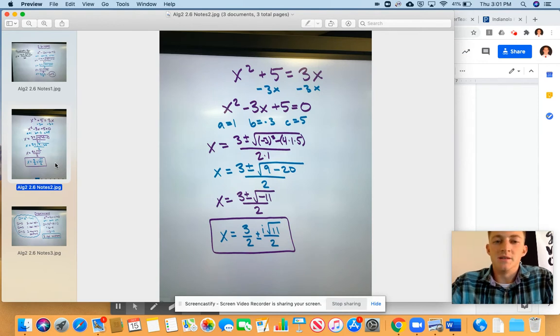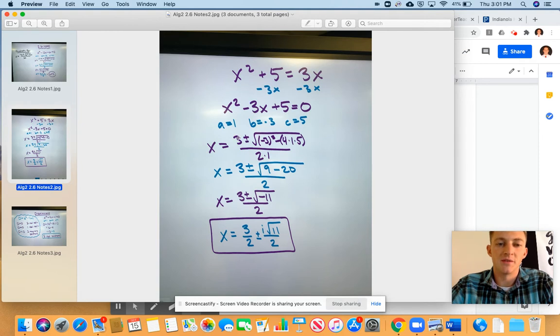Same kind of idea right here, except there's a 3x on the right side. We like having a 0 on the right. So let's move it over to the left. We're going to subtract 3x, and now we have x squared minus 3x plus 5 equals 0. Our a is 1, b is negative 3, c is 5. Let's plug in what we know.